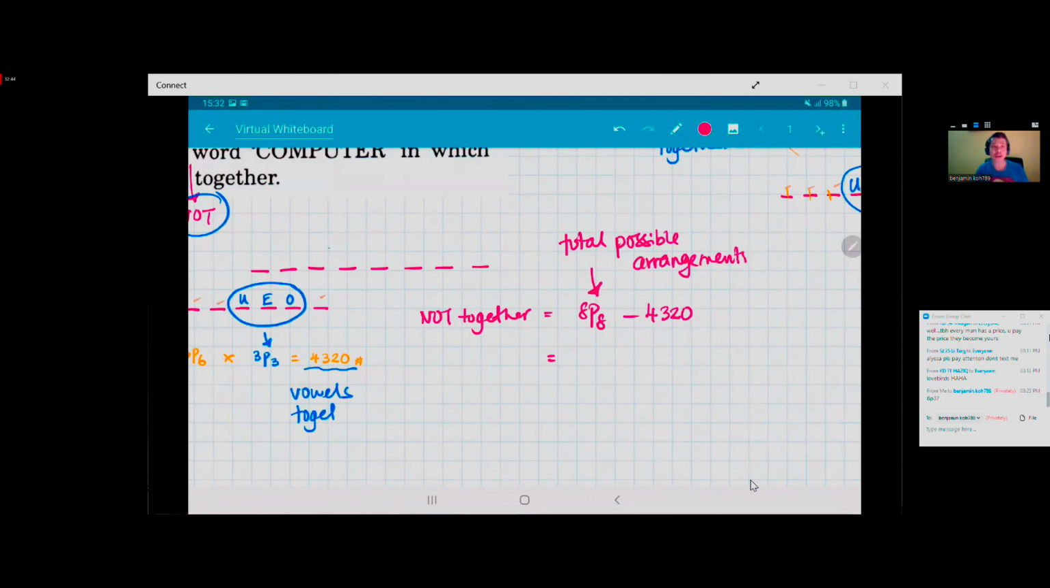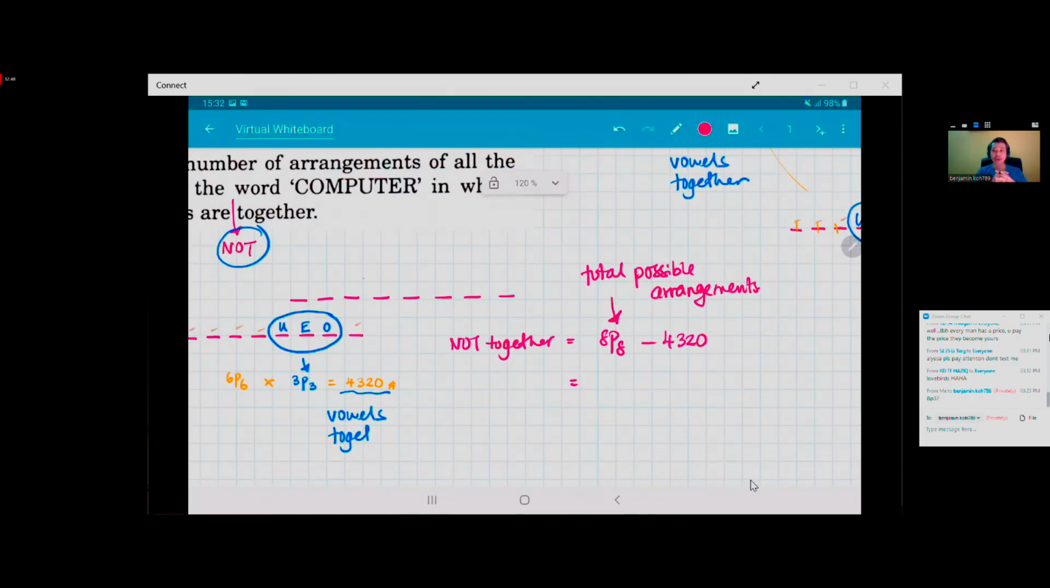Boleh faham tak? So 8P8, because we know we don't divide by 3. Why do you want to divide by 3? Just understand one thing here. What you have to understand is, what is 8P8? 8P8 ialah semua susunan yang mungkin. That means, remember there are 8 huruf kan?